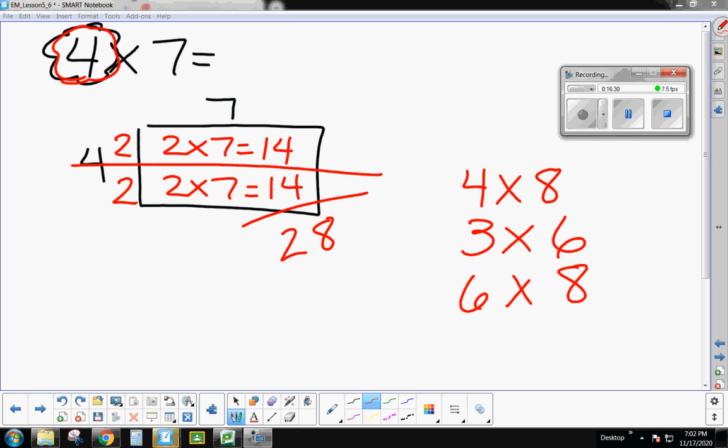Do any problems, anything times 4 or times 6, and use that doubling strategy on it. So try several problems with something times 4 and something times 6, and use that doubling strategy. Take that even number, break it in half, and then double it back together again.